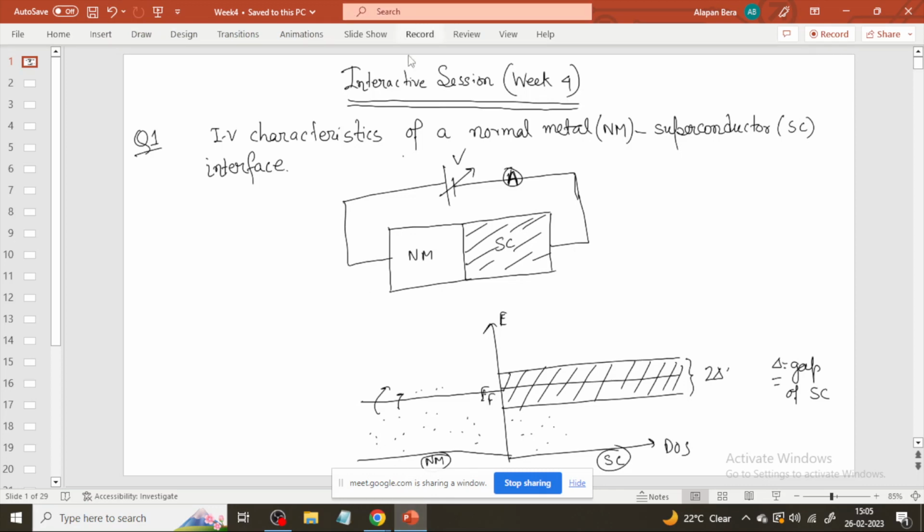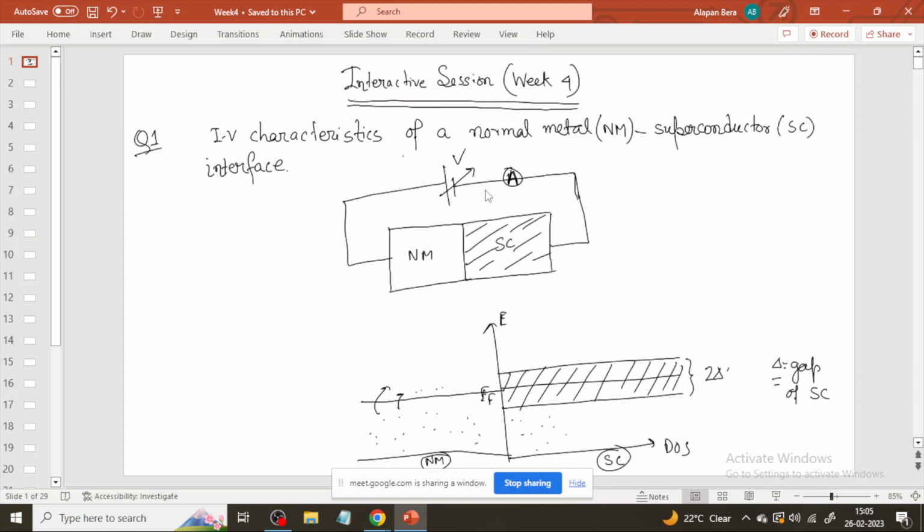Once again, I am repeating. We're starting with the week 4 interactive session, and we are trying to discuss the IV characteristic of a normal metal and superconductor interface in the first question. Let's say that we have a normal metal on the left hand side and a superconductor on the right hand side, and we make a junction out of this. We want to see how the IV characteristic appears for this junction.